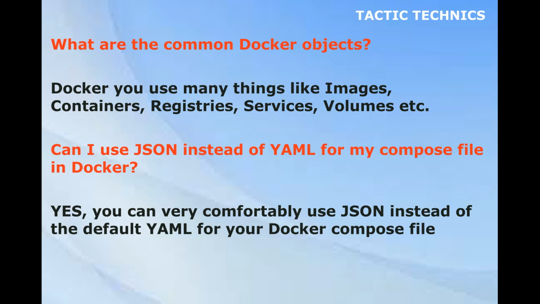What are the common Docker objects? In Docker you use many things like images, containers, registries, services, volumes, etc. Can I use JSON instead of YAML for my Compose file in Docker? Yes, you can very comfortably use JSON instead of the default YAML for your Docker Compose file.